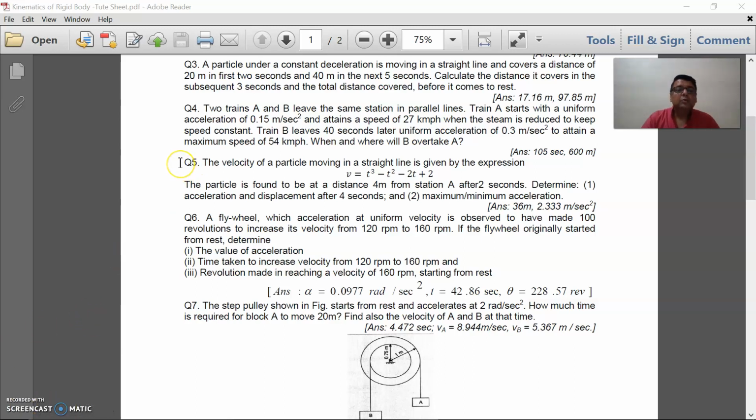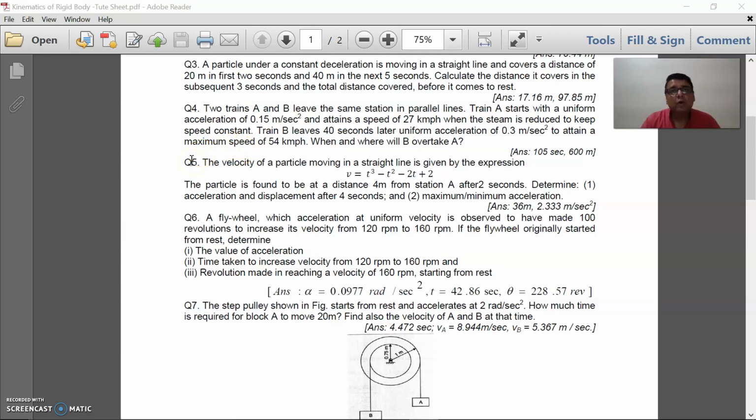Okay, so we'll start with the next numerical of linear equation, and this numerical is a different type, in which you cannot apply the linear equations, that is v is equal to u plus at, s is equal to ut plus half at square, and v square is equal to u square plus 2as, because in this case my acceleration is not constant, it is going by some other rule, right? In the same way, velocity is also going by some other rule. So that is why you cannot apply those equations here.